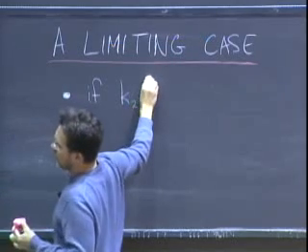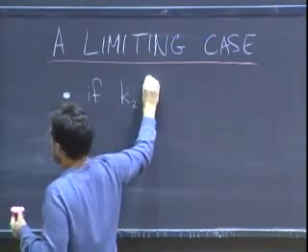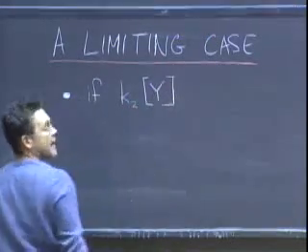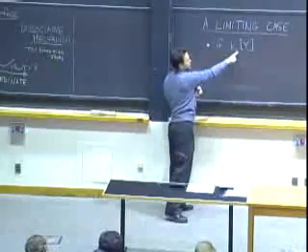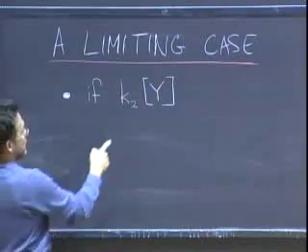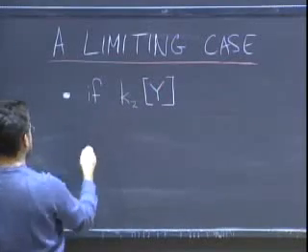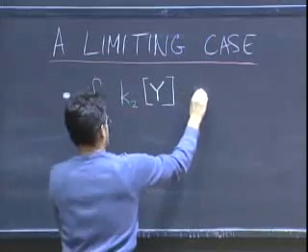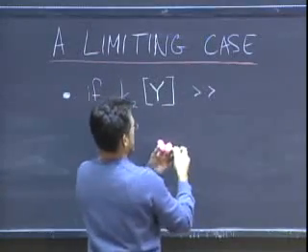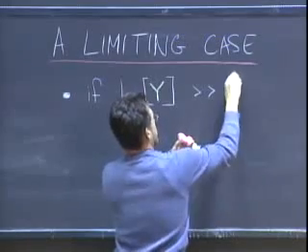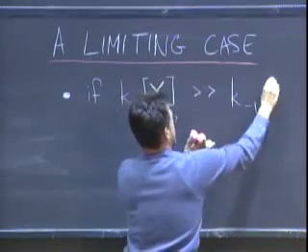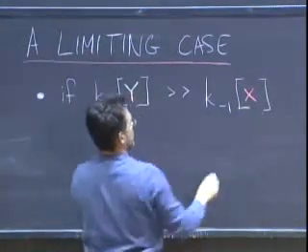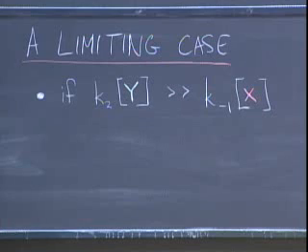Now, when I use square brackets here, I'm going to be talking about concentration, just like we did when we were talking about acids and bases and so forth. So square brackets denote concentrations. If K2 times Y, and I'll stick with the green color for Y, is much greater than K minus 1 times X, the concentration of X, that corresponds to a limiting case.